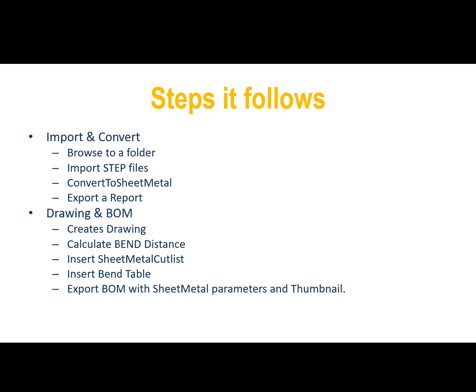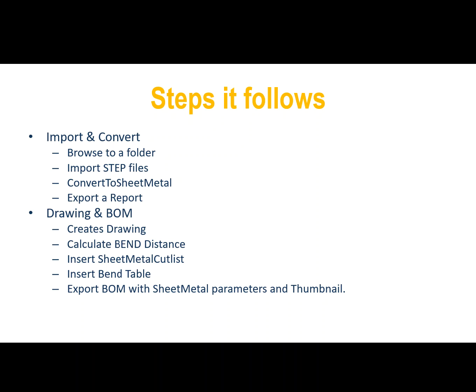Now when you select an assembly, every component will be opened up. We take a picture of the component which is used for the bill of material. We insert a thumbnail of this picture. Then it creates a flat pattern. It will start a drawing. It will calculate bend distances. Even though the data is imported, it doesn't matter. It calculates the distances from the geometry and not from sheet metal or SolidWorks features.